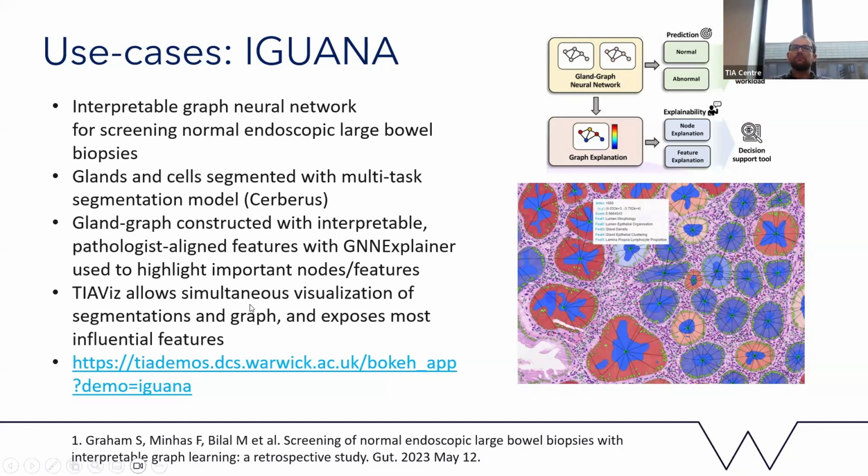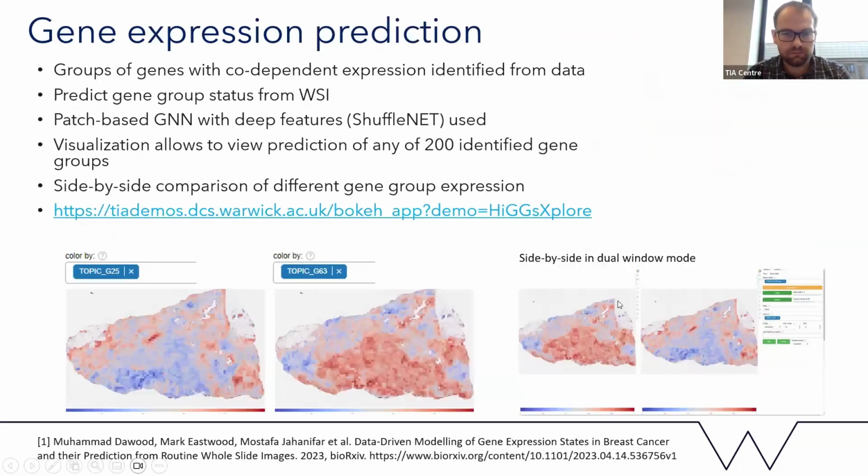And the visualization tool allows you, for example, to simultaneously visualize the segmentations of all of those different things and the graph, and allows you to color by, in this case, how highly that gland is contributing to the abnormal diagnosis in this slide. You can view that online through this URL. It's basically an online demo to be paired with this paper here.